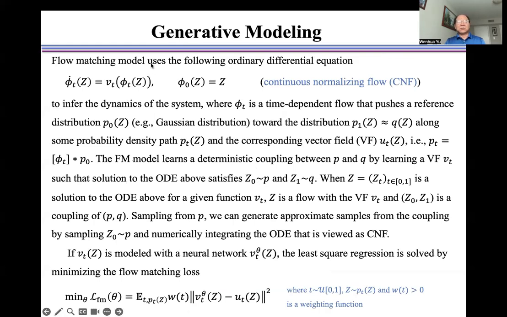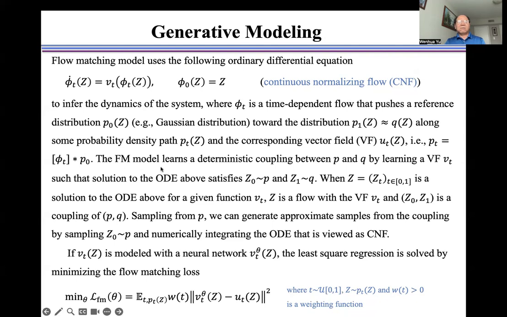Flow matching model uses the following ordinary differential equation, as shown here, to infer the dynamics of the system, where phi t is a time-dependent flow that pushes the reference distribution P0 towards the distribution P1 along some probability density path Pt and the corresponding vector field Vt, as shown here.